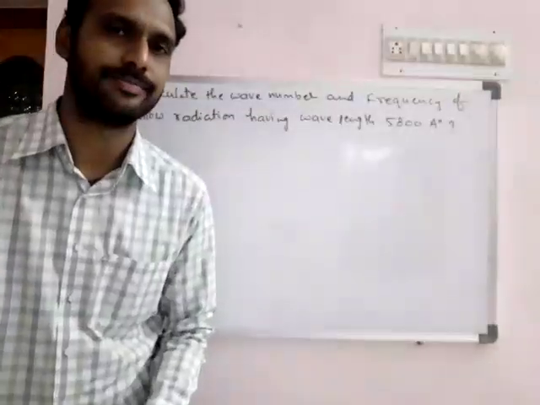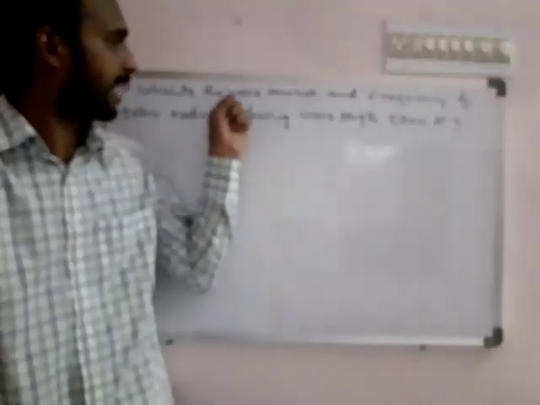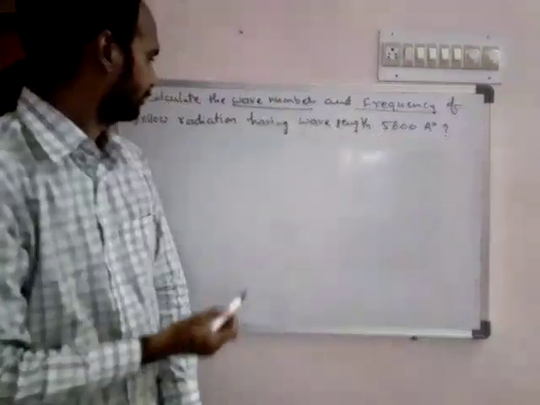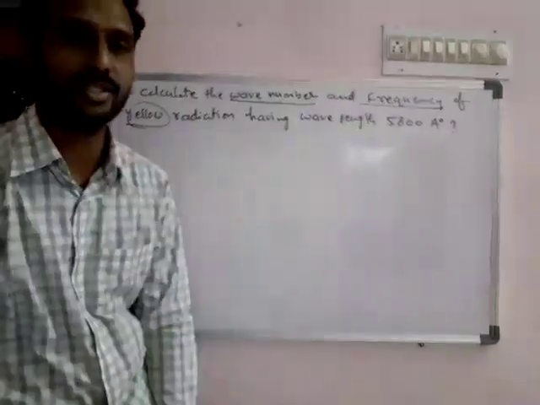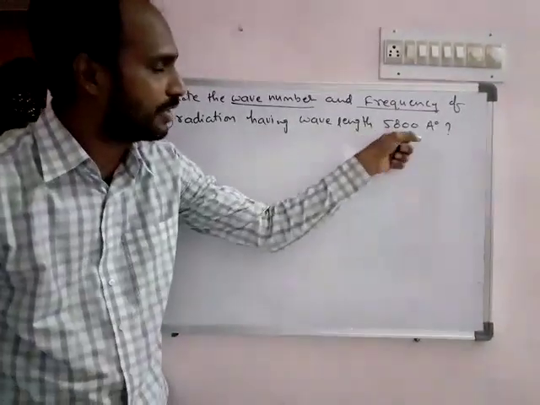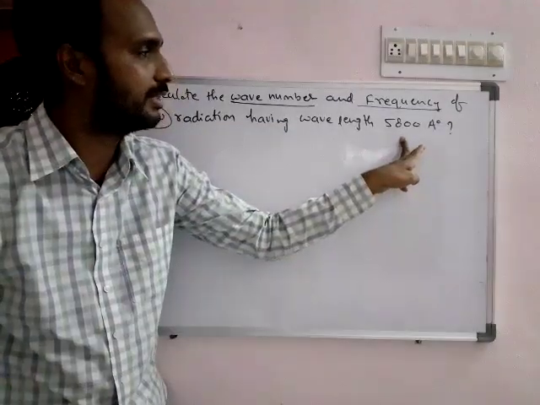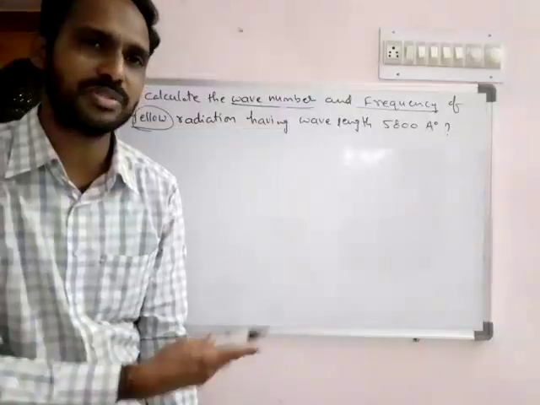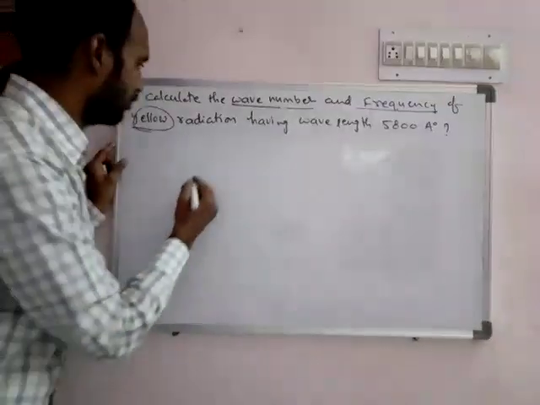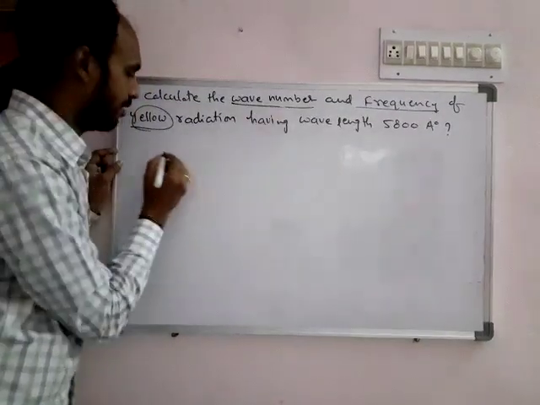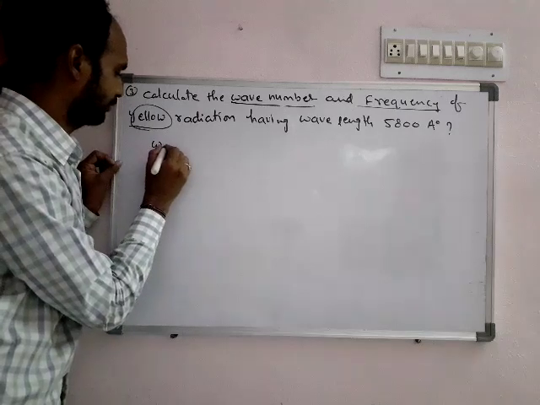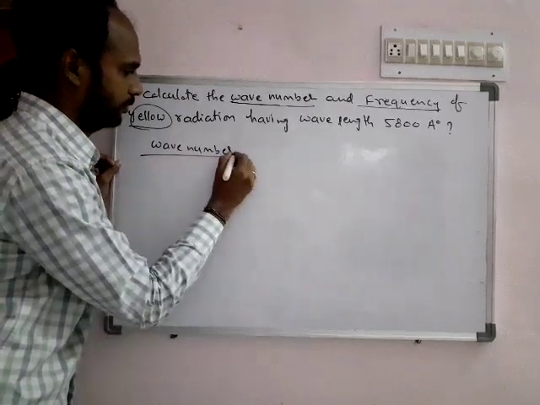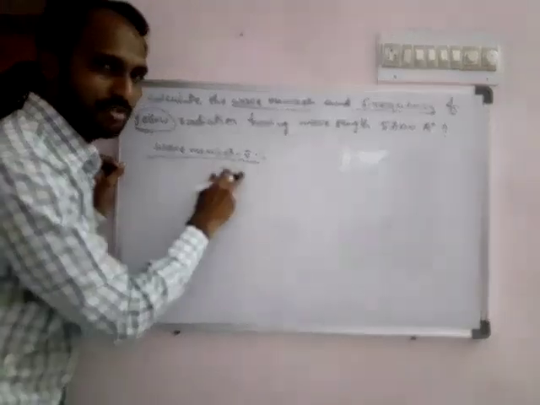Okay, see the next. So calculate the wave number and frequency of yellow color radiation having the wavelength 5800 angstroms. Here the wavelength is given. We need to find the wave number and frequency simply using their relation. So first we do the calculation of wave number.